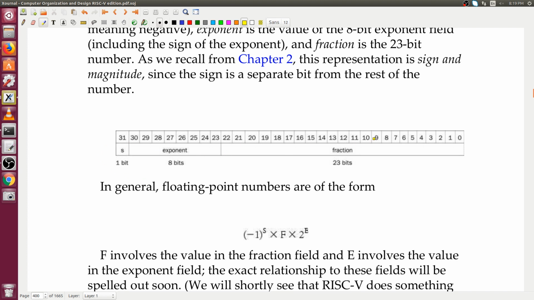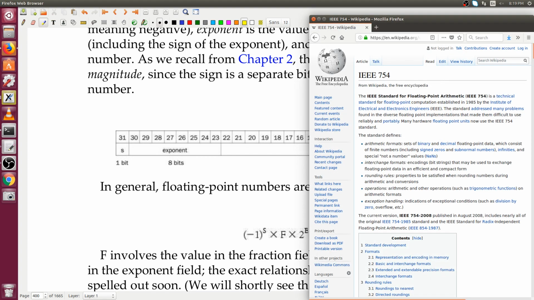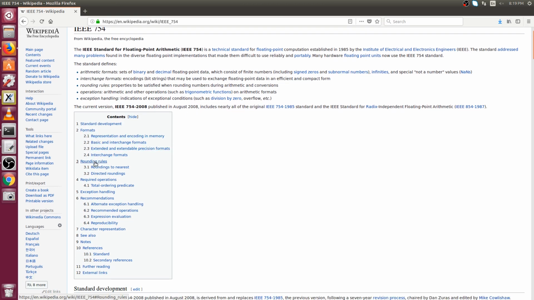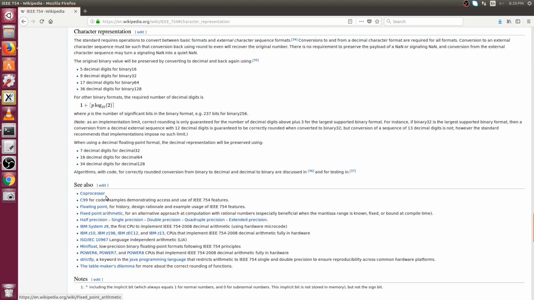So 0 has a special representation, negative infinity has a special representation. If I'm not mistaken, negative infinity will be a negative in the sign bit. The exponents will all be 1, and then I think the fractions are all zeros or they're all 1s. So let's look up the IEEE 754 floating point standard. Let's look this up. Okay, so they've got rounding rules, recommendations, character representation.